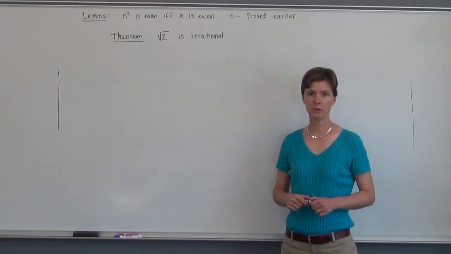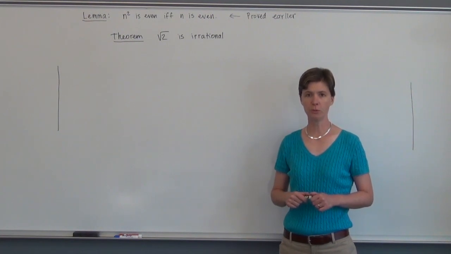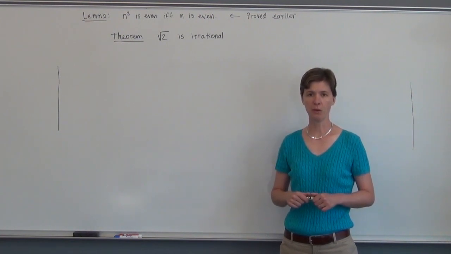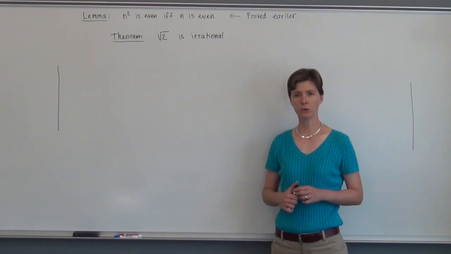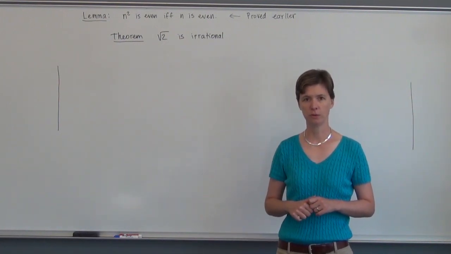You have just read the definition of a rational number. Remember that a rational number is a number that can be written in the form a over b, where a and b are integers and b is not 0. In other words, rational numbers are those numbers that can be written as fractions.